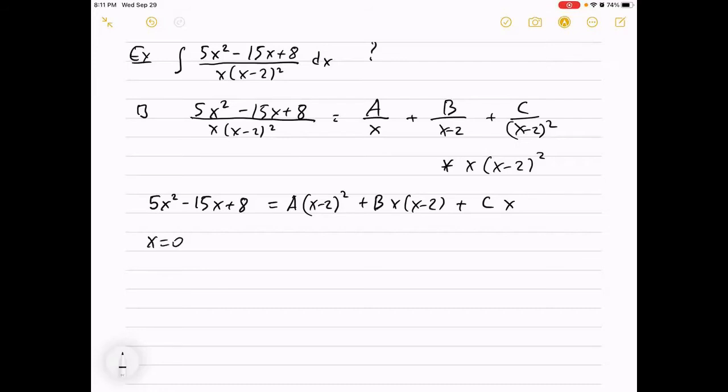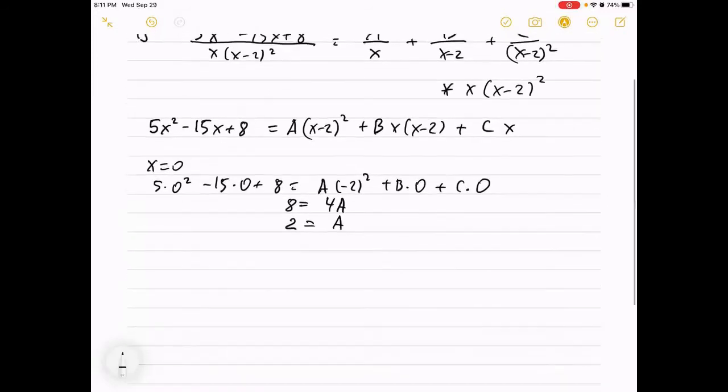So if you substitute x equals 0, then on the left side you're going to get 5 times 0 squared minus 15 times 0 plus 8, which equals A times (negative 2) squared plus B times 0 plus C times 0. So we're going to get 4A equals 8, and we conclude that A equals 2.